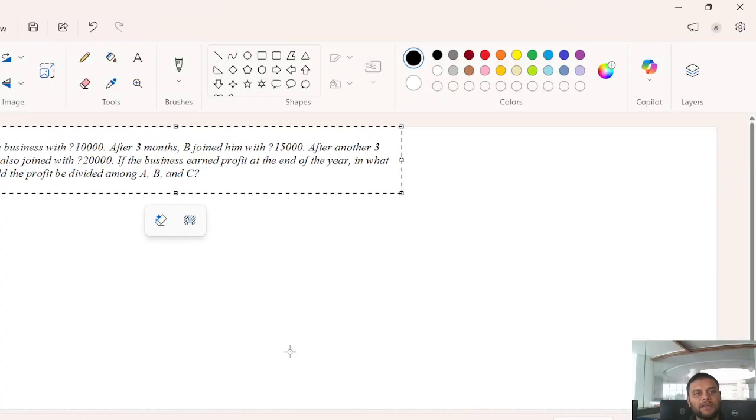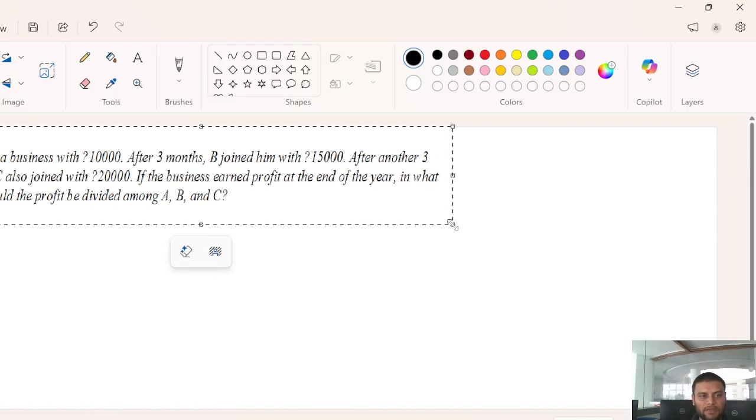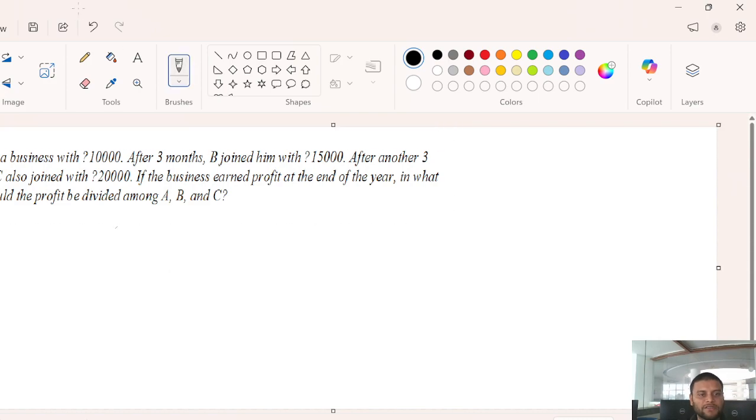Okay, friends. Let us go to the next question and see what this question says and how we are going to answer it. The question says A starts a business with 10,000 rupees. So we can say A is starting a business with 10,000 rupees. After 3 months, B joined the business. Okay. After 3 months, later, B joined the business with 15,000 rupees.